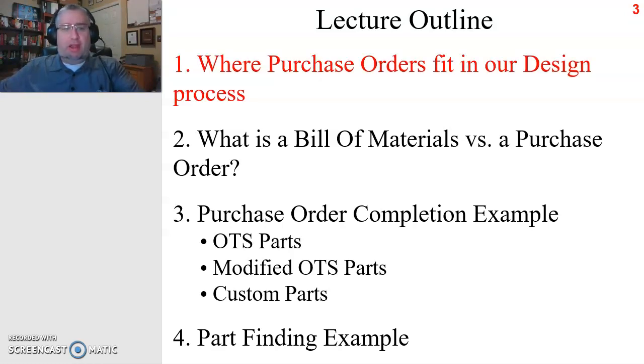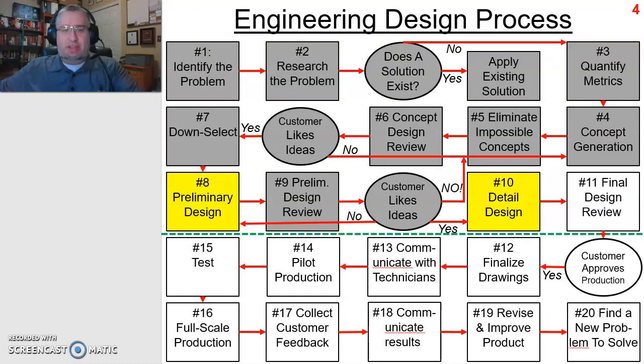Okay, so quickly we're going to talk about where purchase orders fit in the overall design process. You've seen this chart before, but just as a reminder, these are the 20 steps in the formal engineering design process that we step through in MEC 2 and MEC 3. The green dotted line is the separation between the two courses. MEC 2 is on the top, MEC 3 is on the bottom.